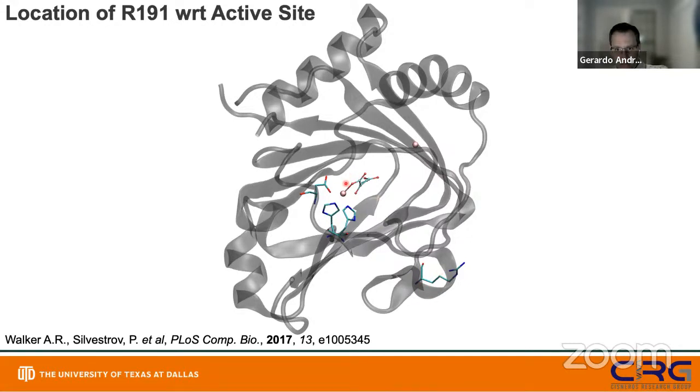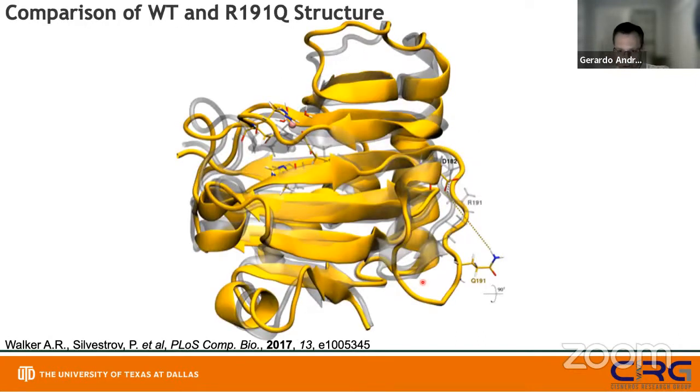So the active site is located here. Arginine 191 is located over here. So what we did was we performed molecular dynamics simulations to investigate what's going on. And this is the superposition of the wild type and the cancer mutated structure after simulations.